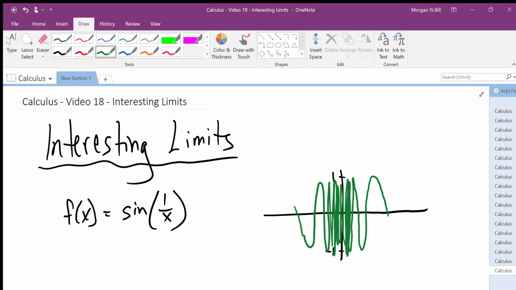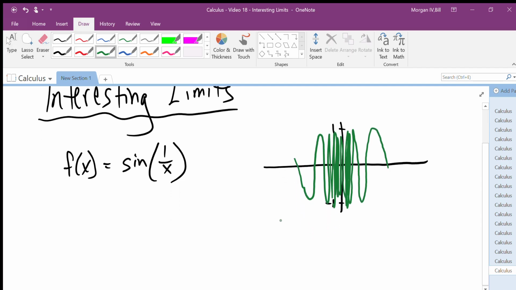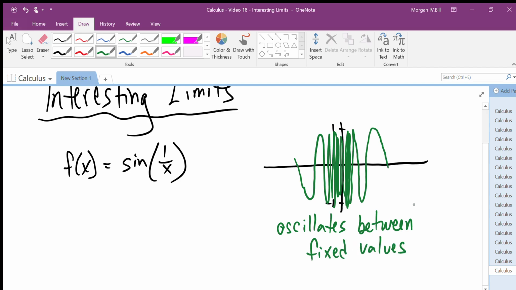This oscillates. But even more importantly, it oscillates between fixed values. It always goes up to 1. It always goes down to -1. Faster and faster. The fun thing on Desmos to do here is once you graph this, to zoom in, and it kind of looks like you're walking down a long hallway. It's kind of interesting. But either way, we say that this oscillates between fixed values. In this case, those fixed values are -1 and 1.